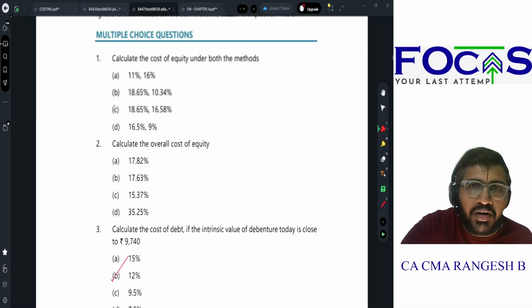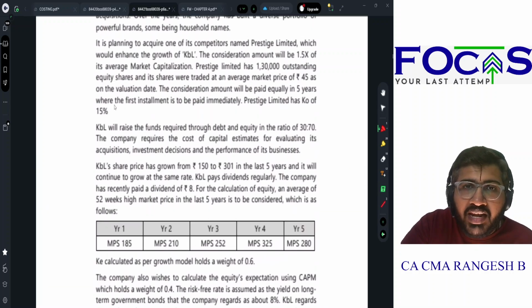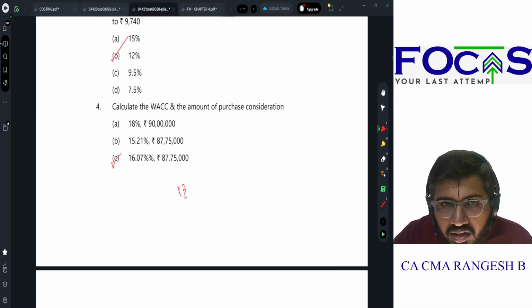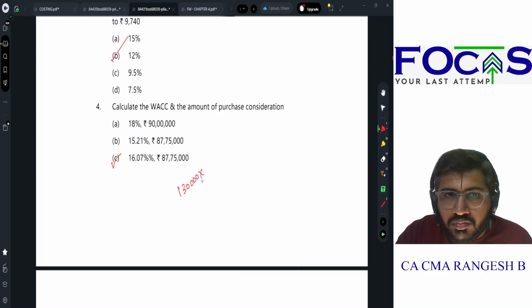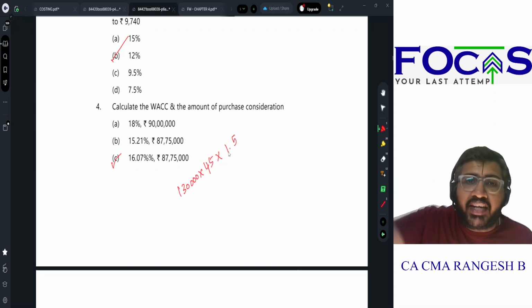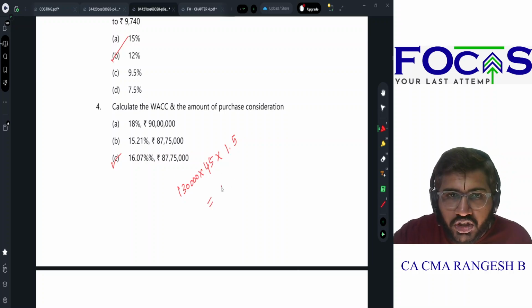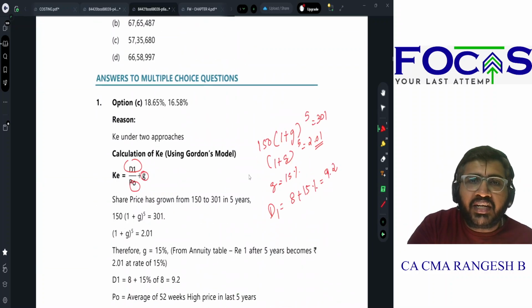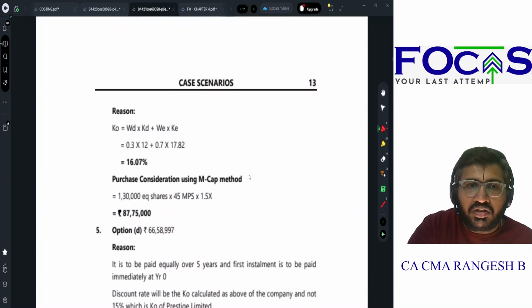எப்படி சார் கால்குலேட் பண்றது? அந்த அக்வயரிங் கம்பெனி கிட்ட பிரஸ்டீஜ் லிமிடெடோட நம்பர் ஆஃப் ஷேர்ஸ் எவ்வளோ? 1,30,000 shares. Each share is worth 45 rupees. They have told you that they are going to pay 1.5 times of its market capitalization. To calculate this, the answer that you get will be 87,75,000. Present value of purchase consideration.